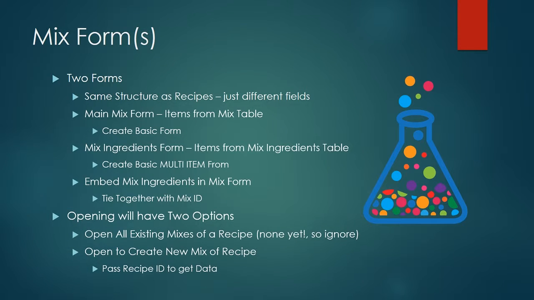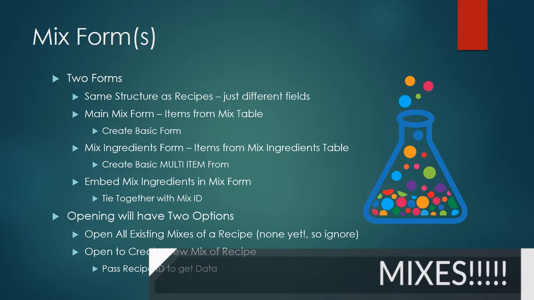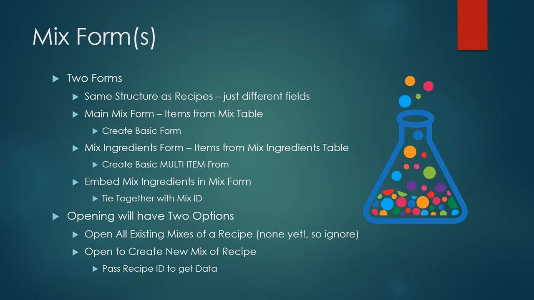Now basically when we open this form, there's going to be two kind of modes. The first one is maybe we want to see all the mixes that we've done. Probably not really likely. More likely we're going to want to see either all the mixes for a specific recipe we've done, or we're going to want to create a new mix from a recipe. Now, as we don't actually have any recipes yet, we're going to ignore the fact that we might be opening it to view mixes already made of a recipe, because there's nothing to see there.